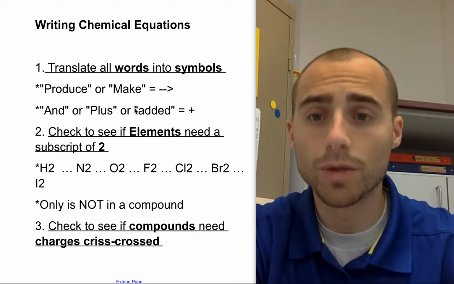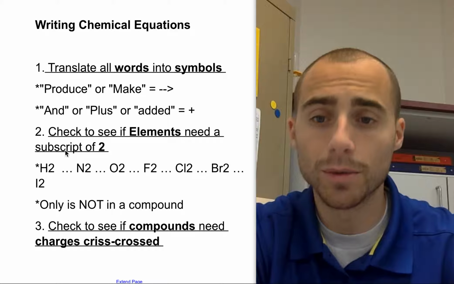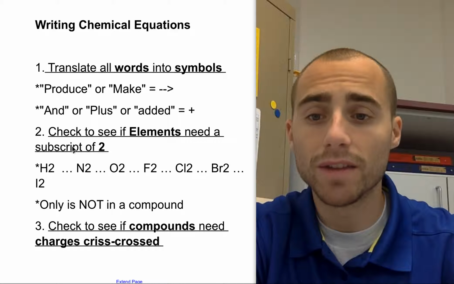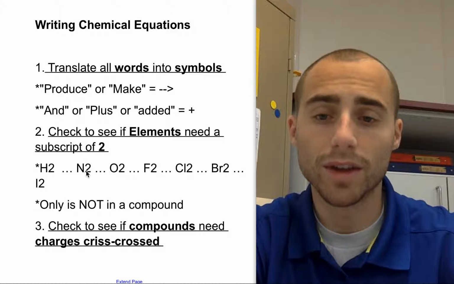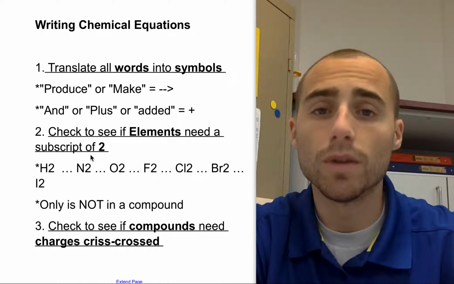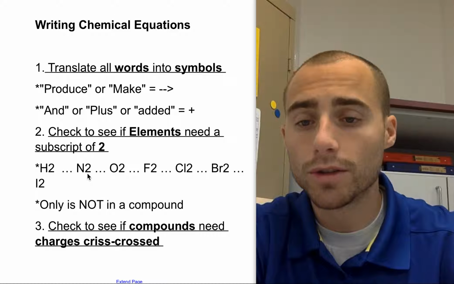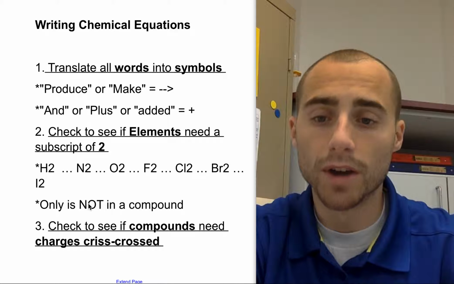But if you take these down, you shouldn't have an issue with it because you're doing this in order. So every single question you're like, okay, I'm going to translate everything into symbols. Then I'm going to check to see if any of these elements need a subscript of 2. Do I have a hydrogen? Do I have a nitrogen? Etc. If you don't, then you move on. If you do, then you just add that little subscript of 2 and you can move on.